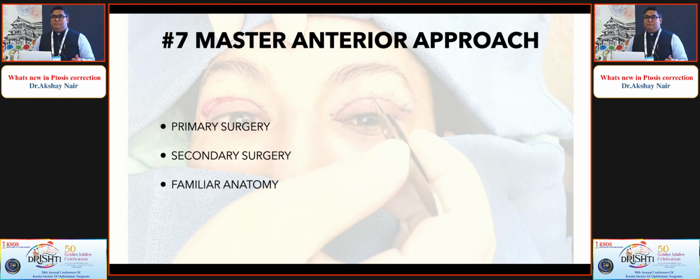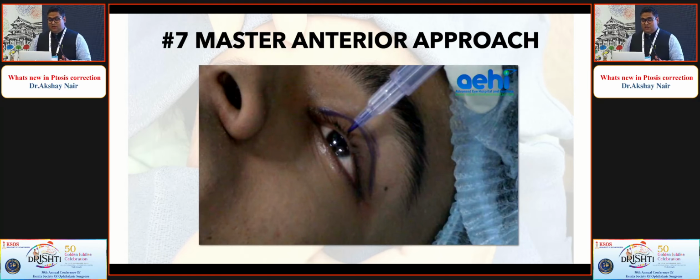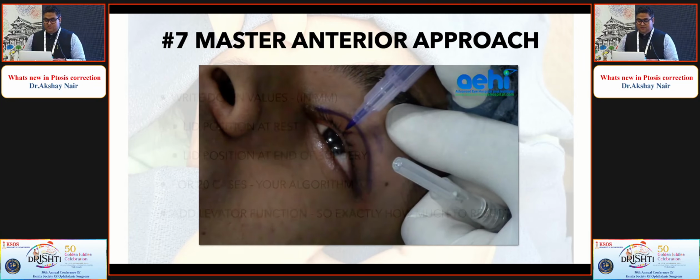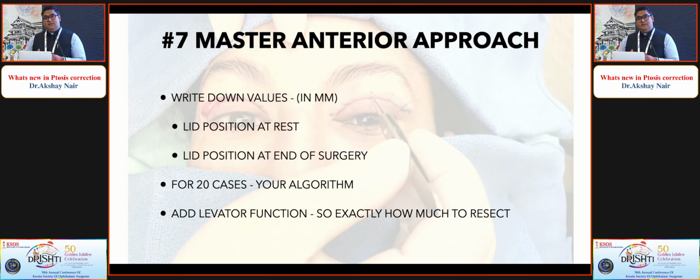But at the same time, master your anterior approach, because at the end of the day, if a posterior approach surgery doesn't work, your anterior approach surgery is going to be the route to revise it. It is a familiar route for all of us, as Dr. Anis showed in those wonderful videos where you can go through the lid crease even for an orbitotomy. How do you do that?